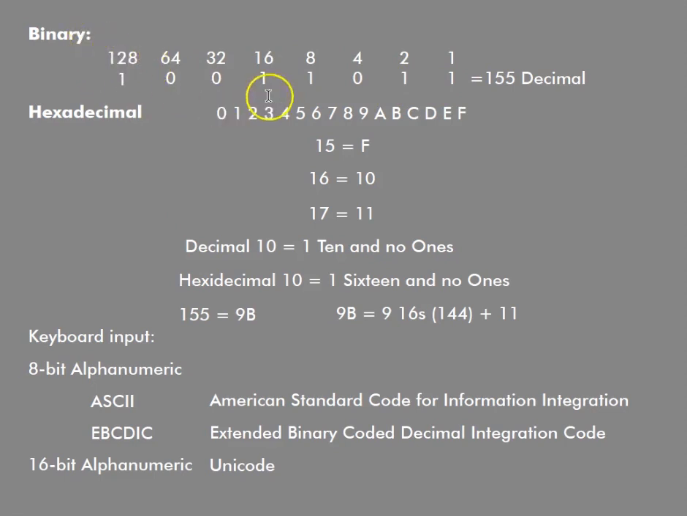This is an example: 10011011. You would add 128, 16, 8, 2, and 1, and that would give you 155 in decimal.